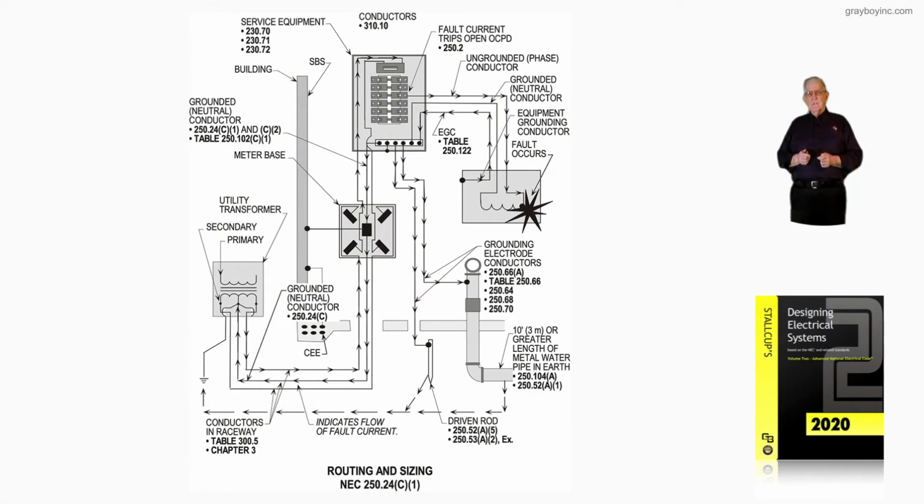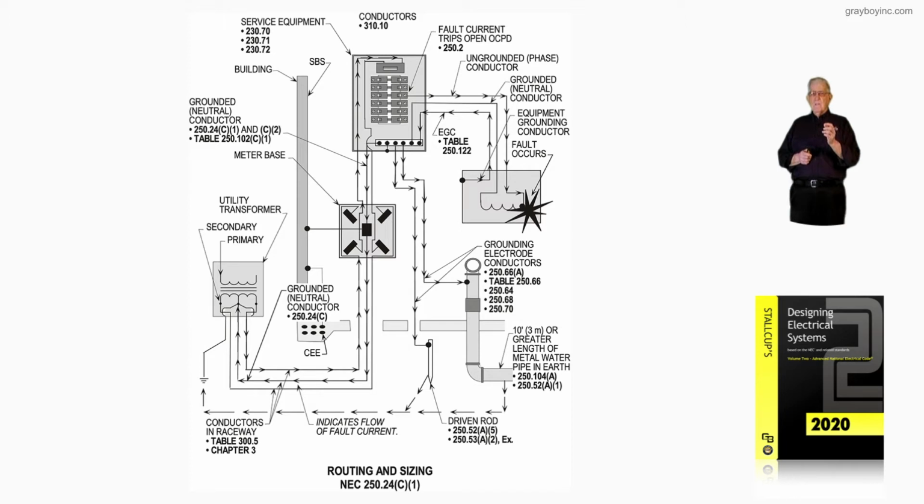Now this illustration deals with routing and sizing in accordance with NEC 250.24(C)(1). Notice we're going to route the grounded conductor from the transformer through the meter to the main and connect to the grounded bar that you see commonly connected to ground there. Now, that's the routing of the supply side. That's just routing so far.